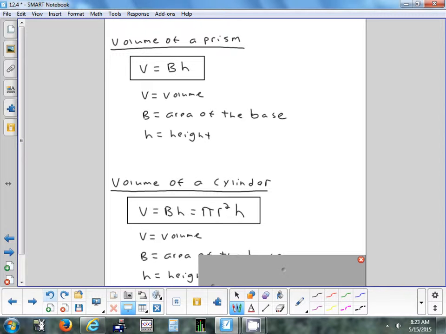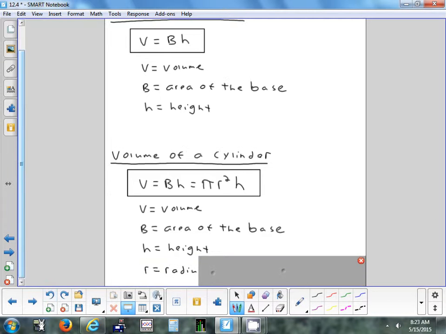Okay, so we're just filling in a specific area of base formula because it never changes for a cylinder. So in this case, r is the radius of the base. Okay, but I just try to remember this formula right here, V equals BH. Just remember my initials, BH. The area of the base times the height. Okay, any questions on those two formulas? And that's it. It's the only two formulas you need to know today.